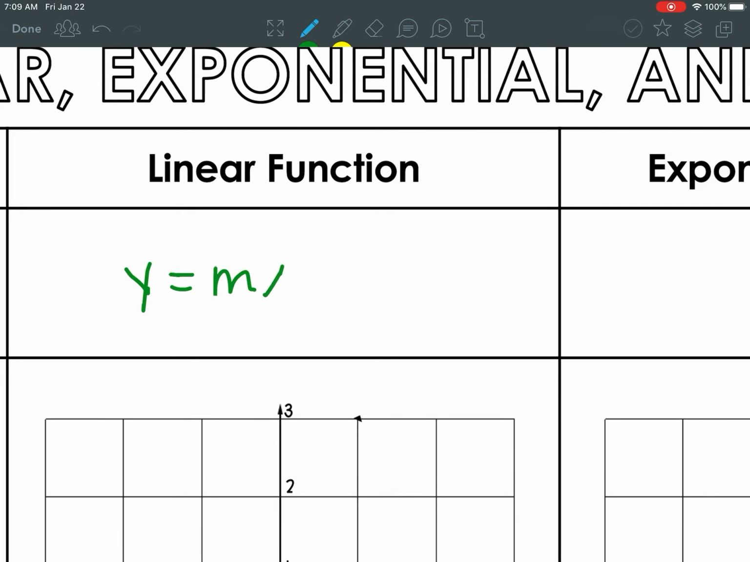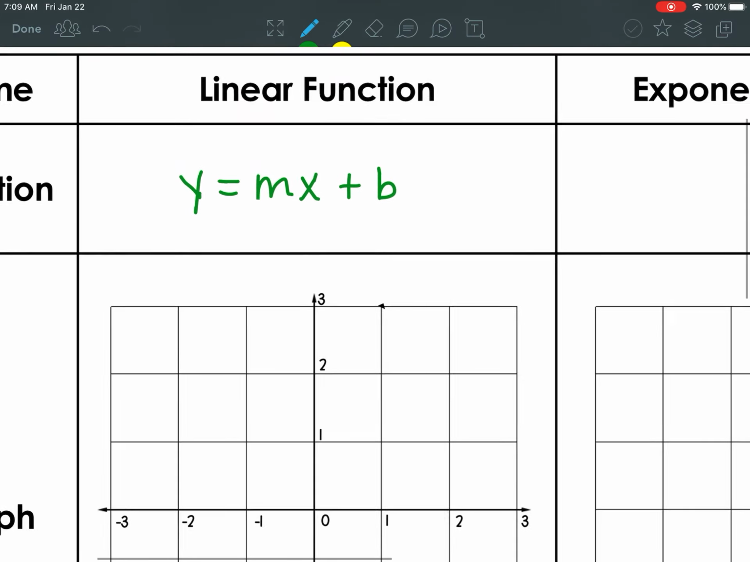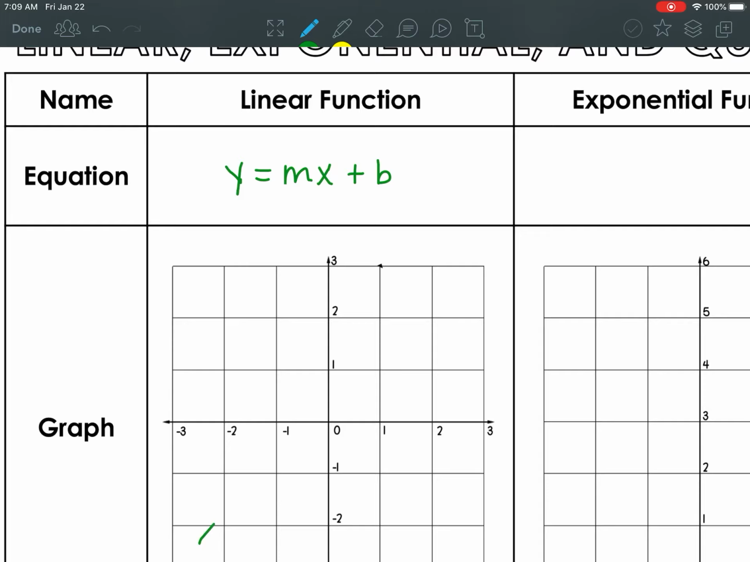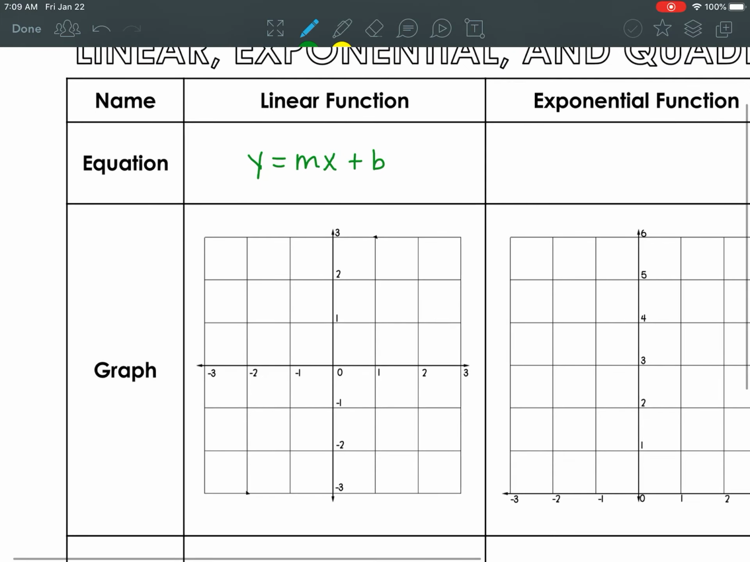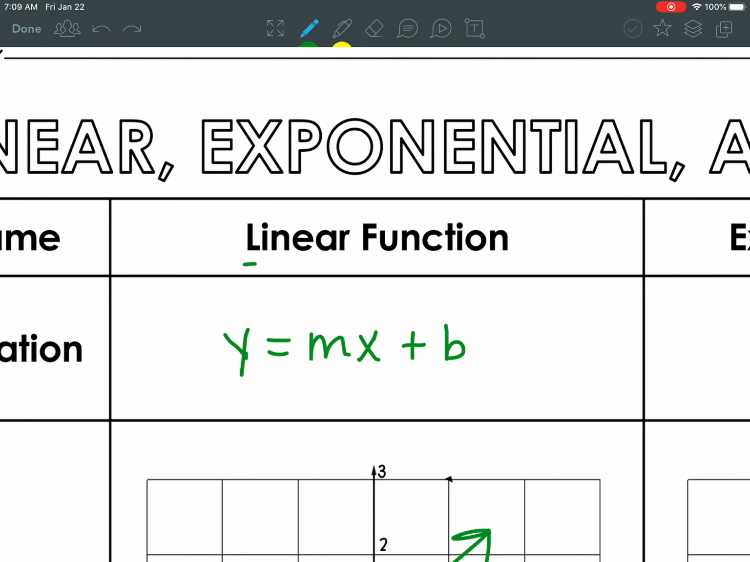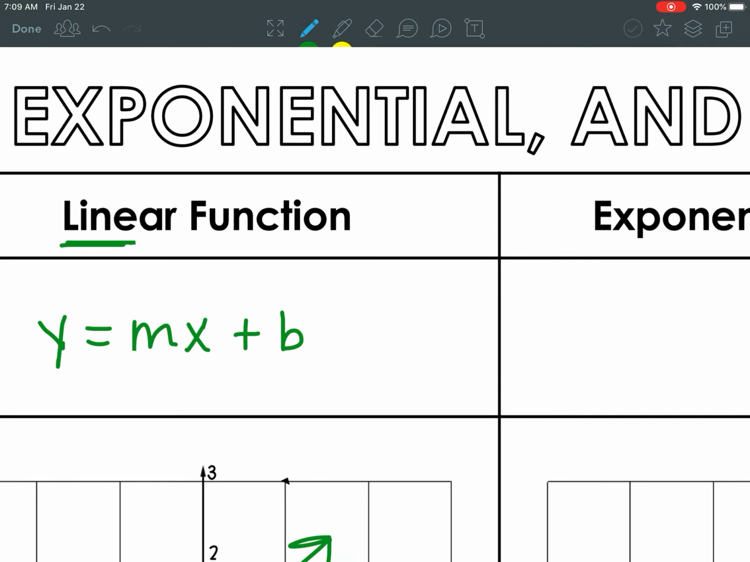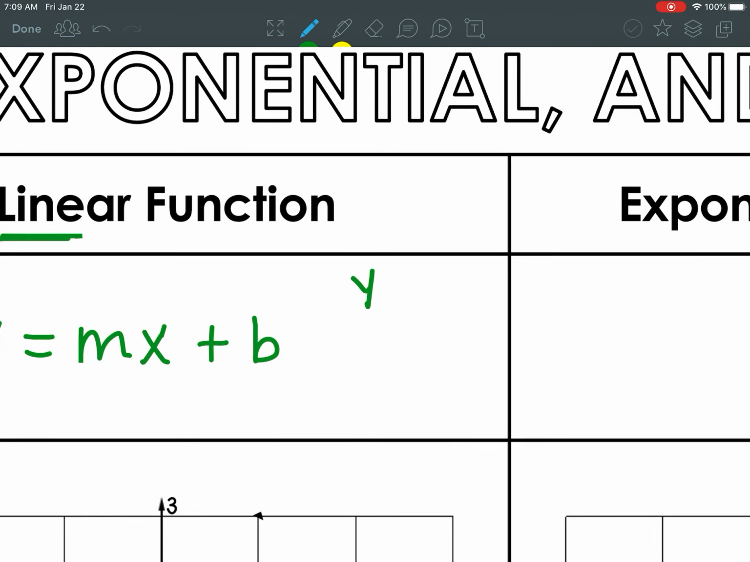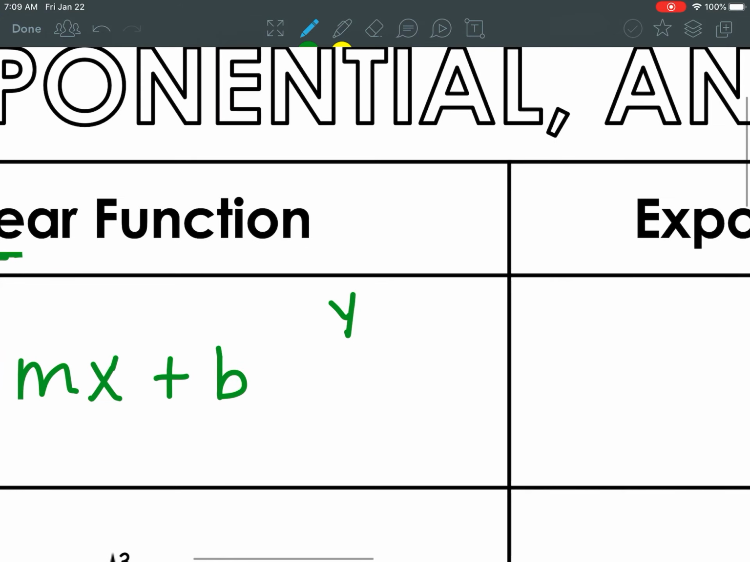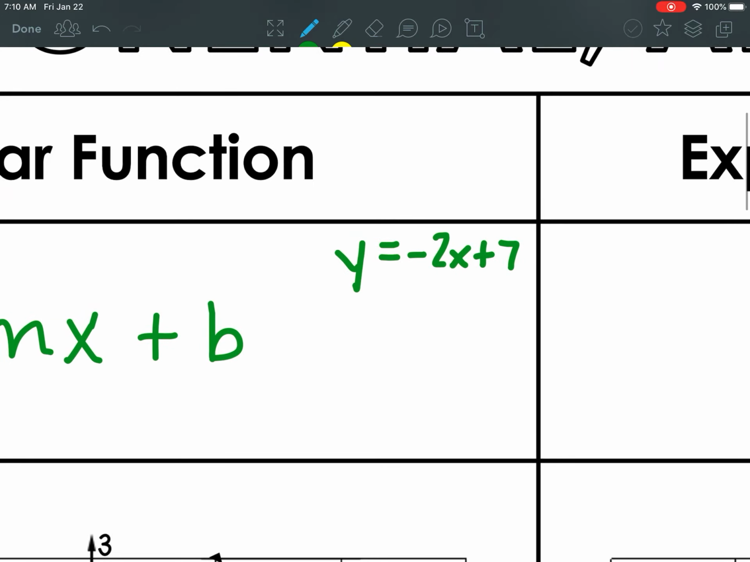So a linear function, we've learned that y equals mx plus b, slope-intercept form, will always form a straight line on the graph. So here we go. We could have a positive line, we could have a negative slope line, horizontal, vertical, anything that has a straight line is a linear function. What we're looking for in our equations, some examples, you may see it actually in that format, so maybe something like y equals negative 2x plus 7. We know that's going to form a line.